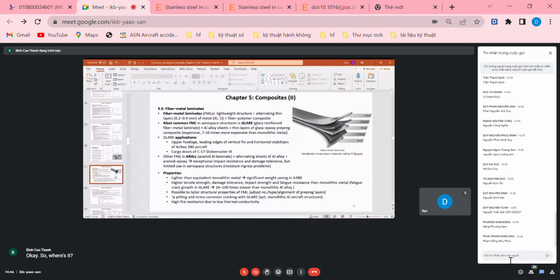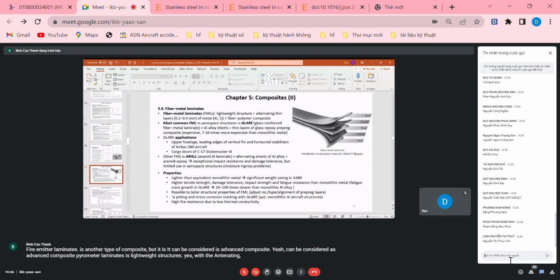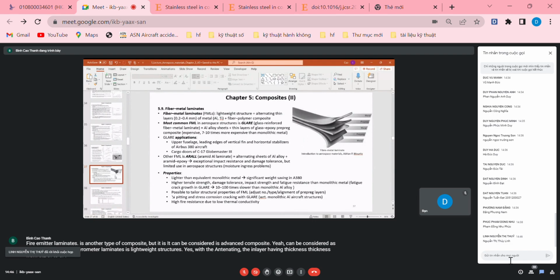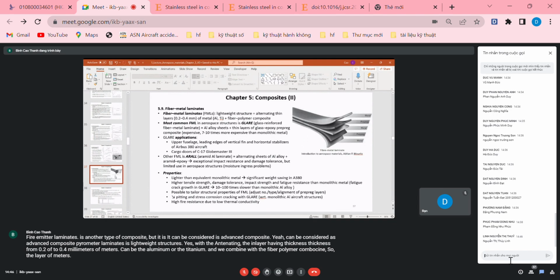Fiber metal laminate is another type of composite, and it can be considered an advanced composite. Fiber metal laminates are lightweight structures with alternating thin layers having a thickness from 0.2 up to 0.4 millimeters. The metal can be aluminum or titanium, and we combine it with the fiber polymer composite. So we have a layer of metal and a layer of composite, and we join them together.